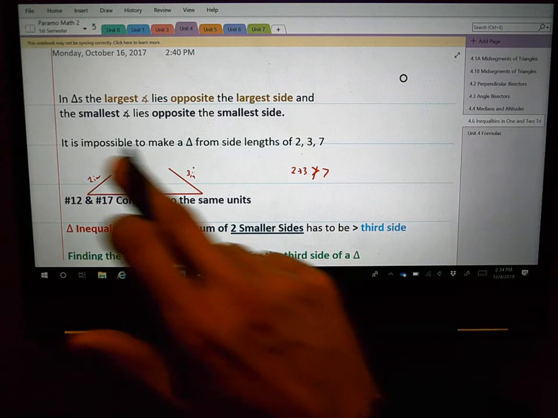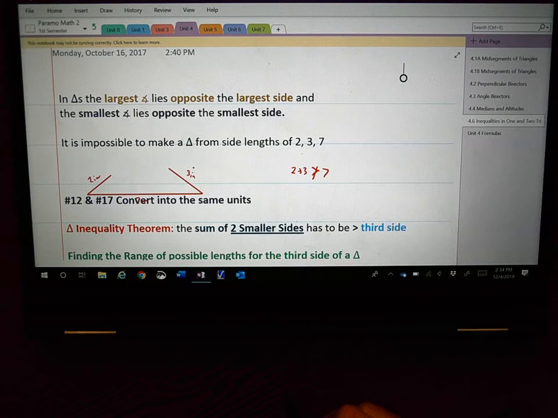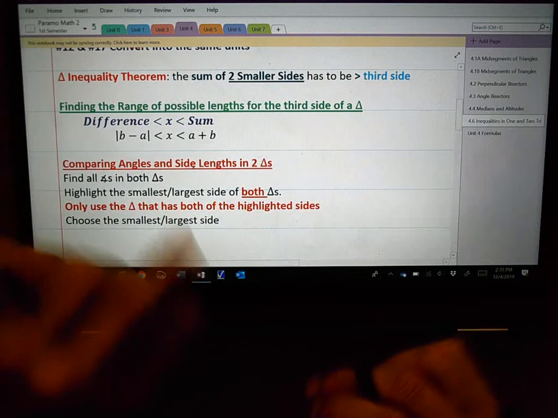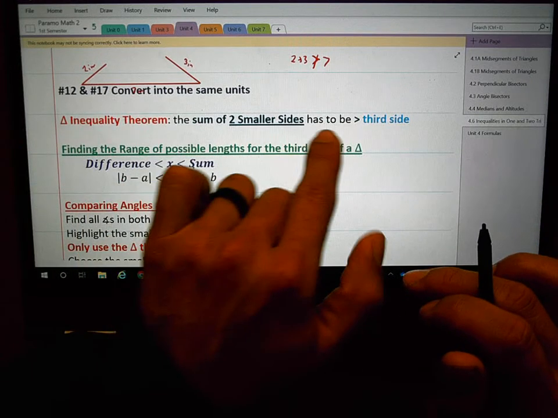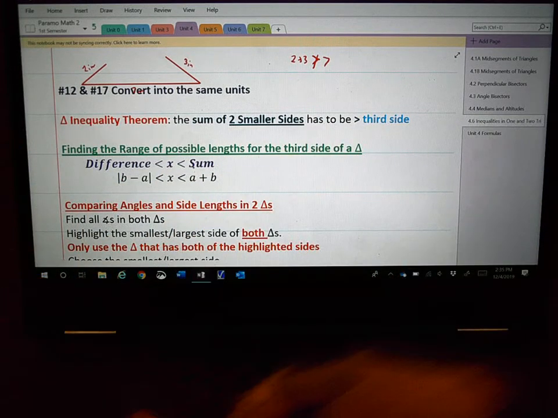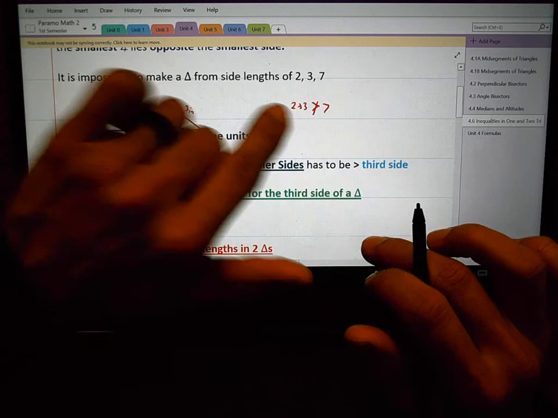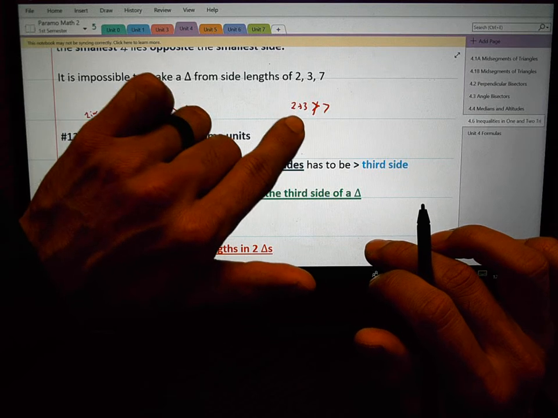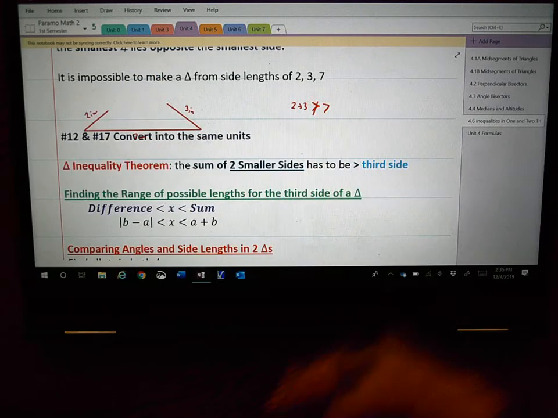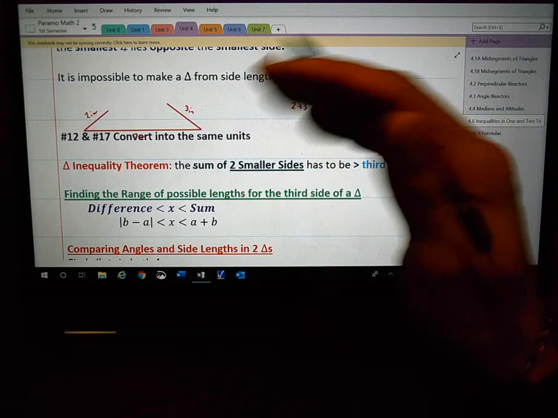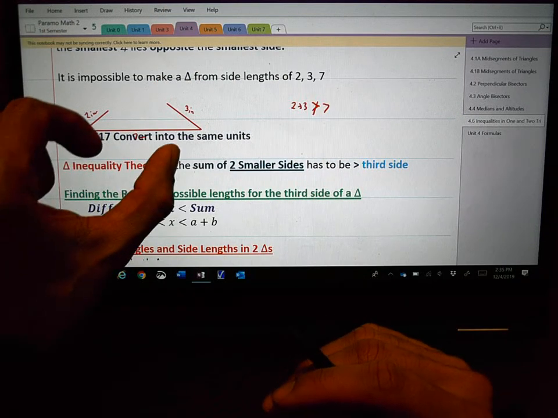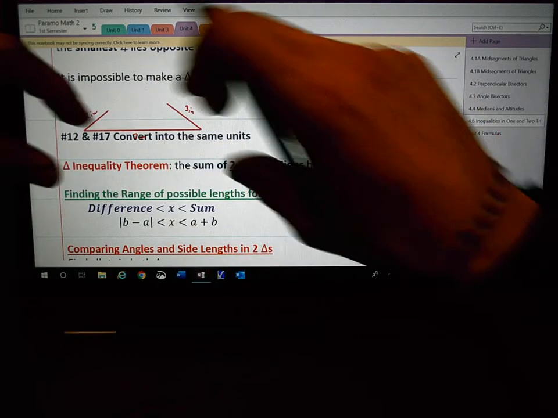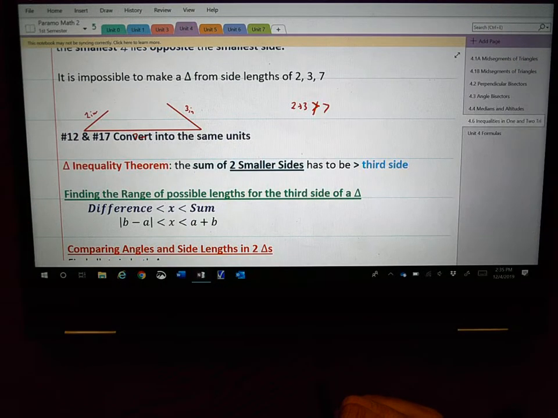We also could tell whether you could make a triangle using an inequality called the triangle inequality theorem. The sum of the two smaller sides has to be greater than the third side in order for you to create a triangle. We would not be able to create a triangle out of 2, 3, and 7 because 2 plus 3 is not greater than 7. It wouldn't make a triangle because 7 units is really, really far away. Look at how far away. 2 and 3 can't touch if we're end to end. It doesn't work.